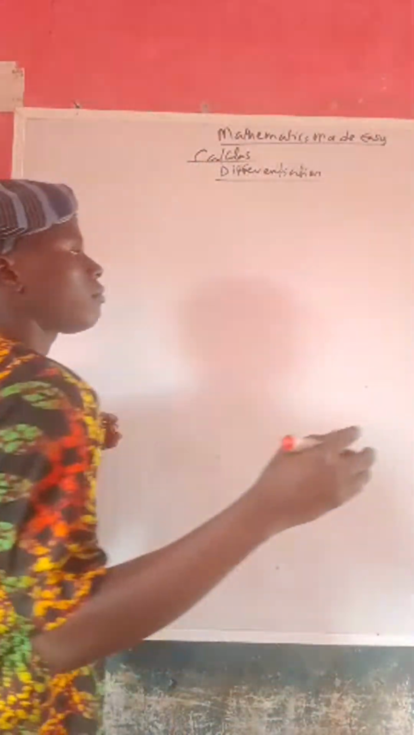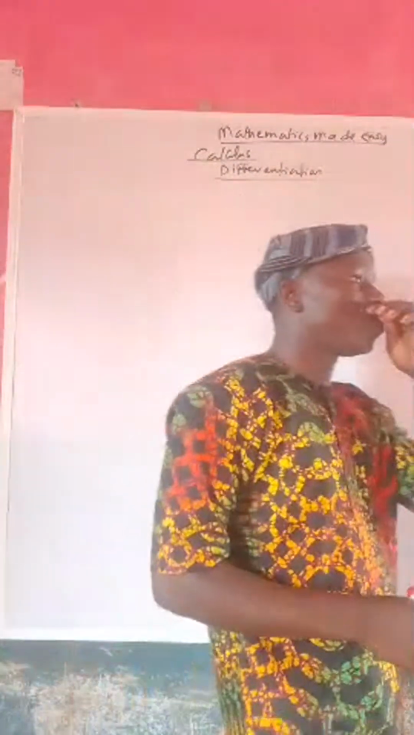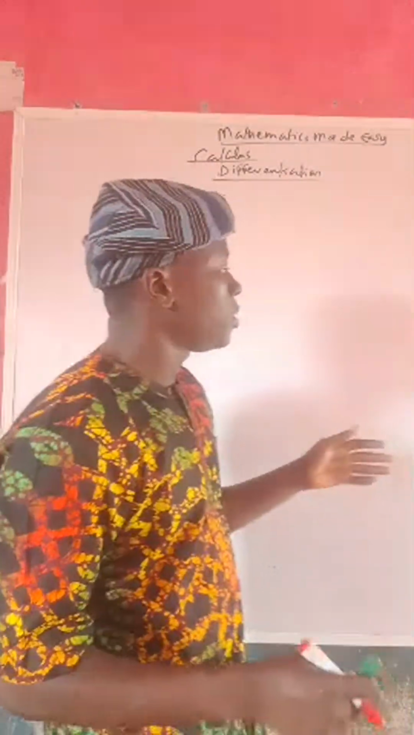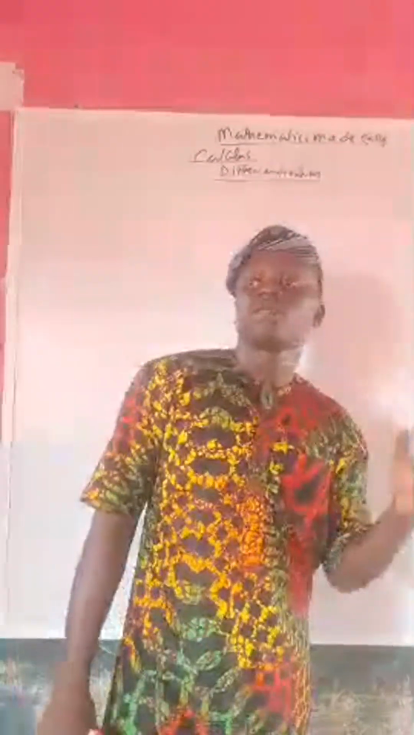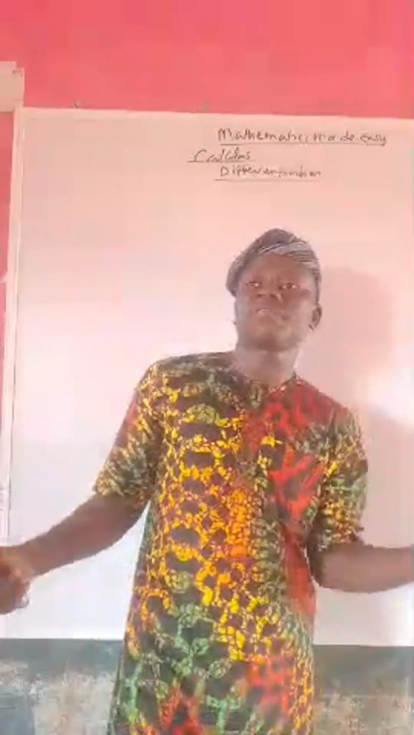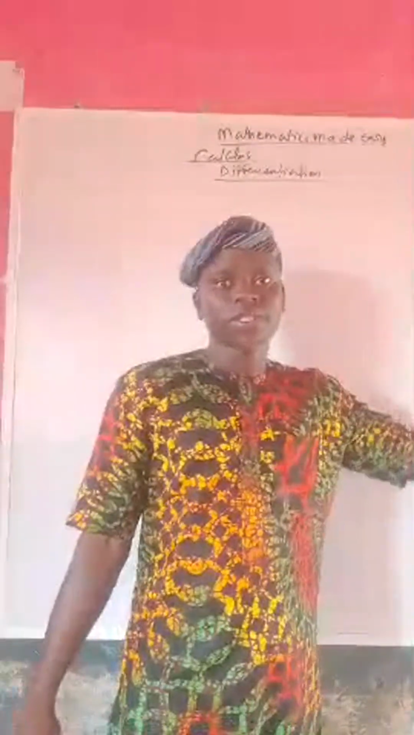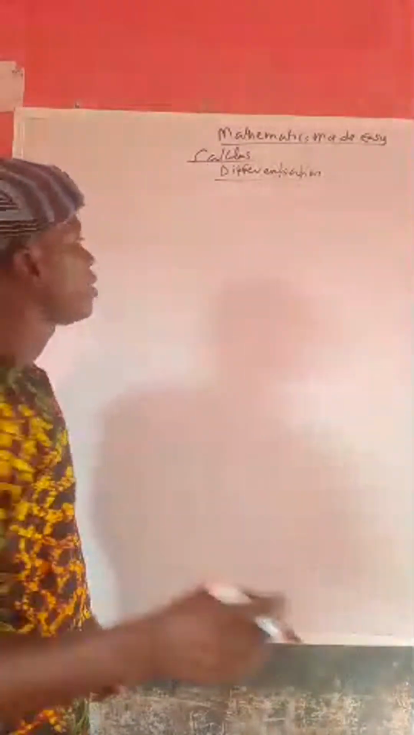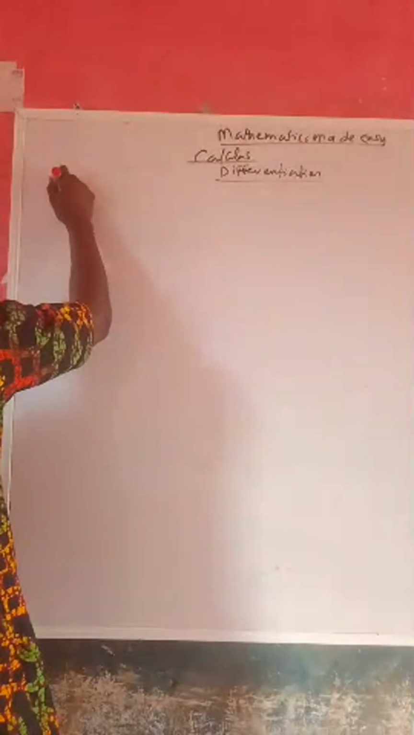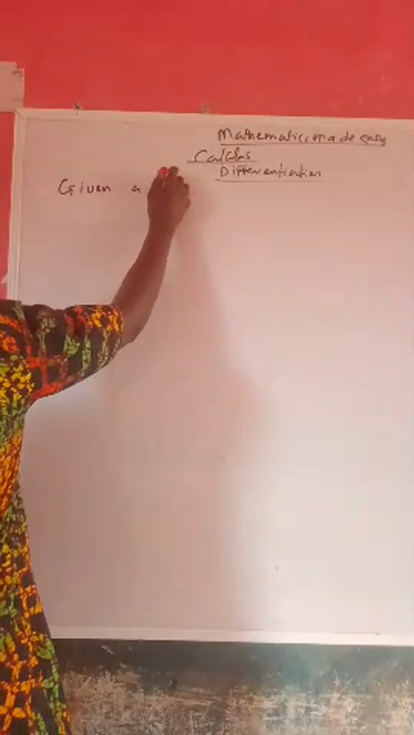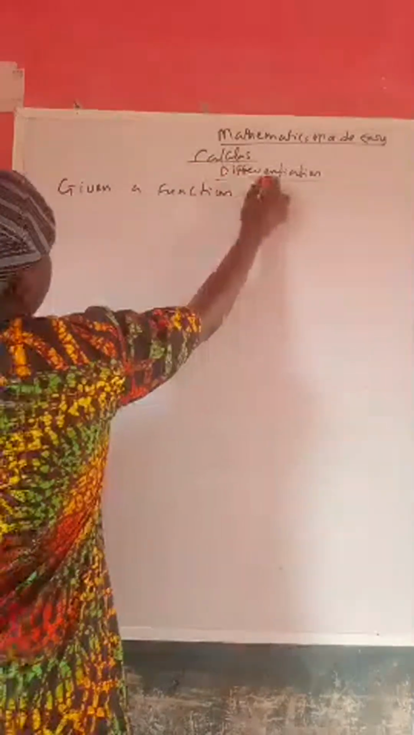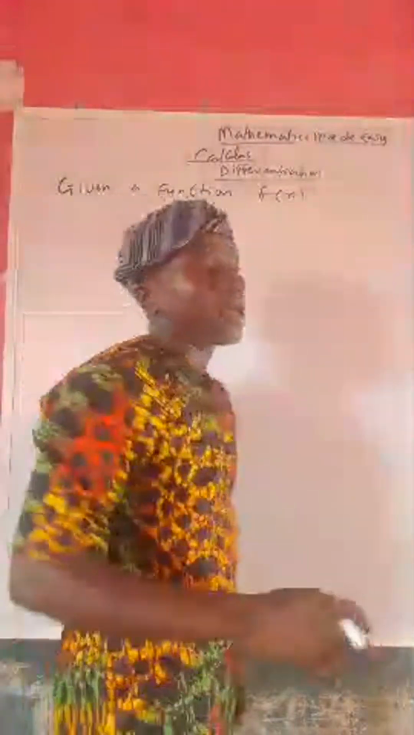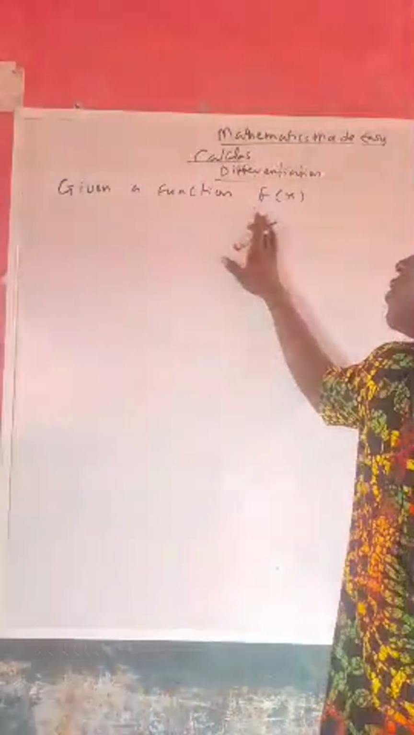Okay. Now, when you're talking about differentiation, I'm going to start with differentiation from the first principle. Do you understand? So how you can differentiate some functions from the first principle. And then here is the formula for the differentiation. So given a function f of x, and then we want to find the derivative of f of x. So you can see it this way.